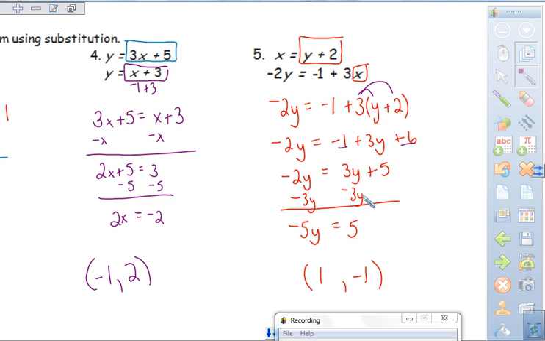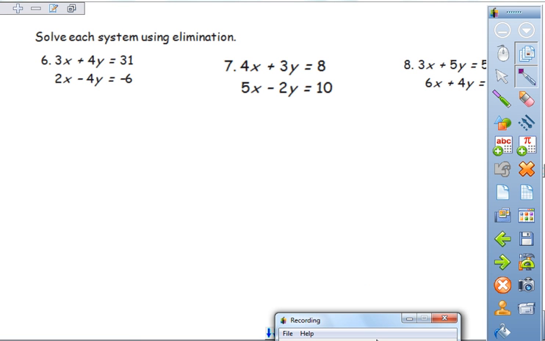So I'm going to subtract 3y from both sides, and I get -5y equals 5. Divide by -5, and I get a -1 for my y value. Then I can go back up top and plug it in. So I get -1 plus 2 is 1. And that's how you solve a system by substitution. The last method that we're going to look at today is elimination.